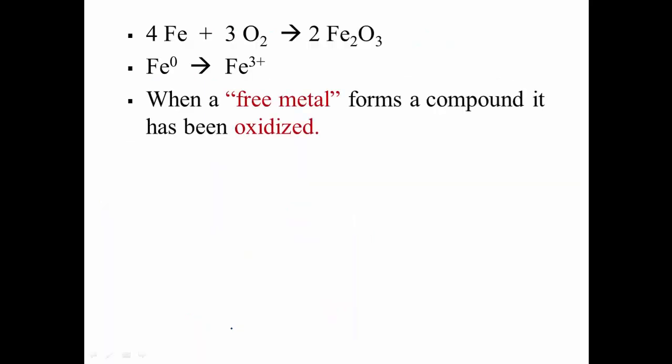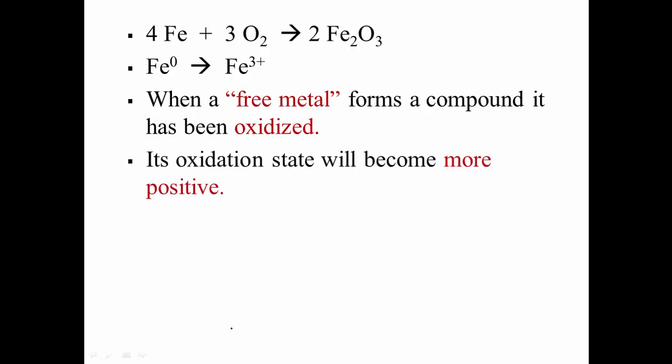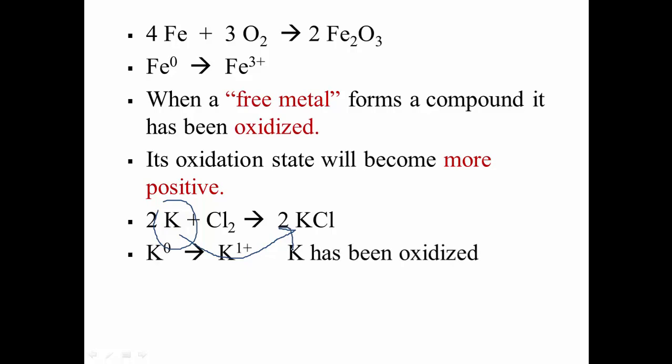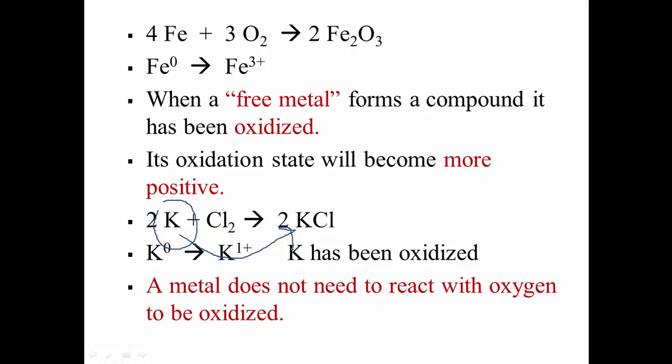When a free metal, meaning a non-bonded metal in its elemental form, forms a compound, it is oxidized. Its oxidation state becomes more positive, but it doesn't have to react with oxygen to become oxidized. Notice potassium has been oxidized as it formed the +1 ion. It still follows the rules. It has become more positive. It has undergone oxidation. Metals, when they form compounds, are oxidized.